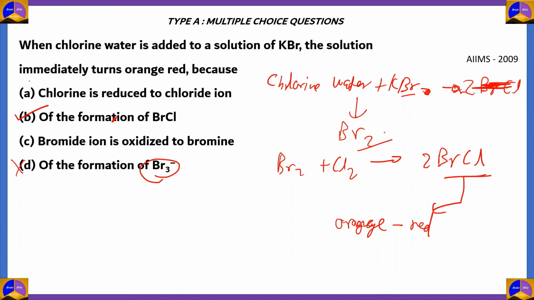Now, both A and C occur. These are not the reason for the change in color. The change in color is due to the new product, which is BrCl, which is a hydrogen halide, and hydrogen halides are usually colorful.